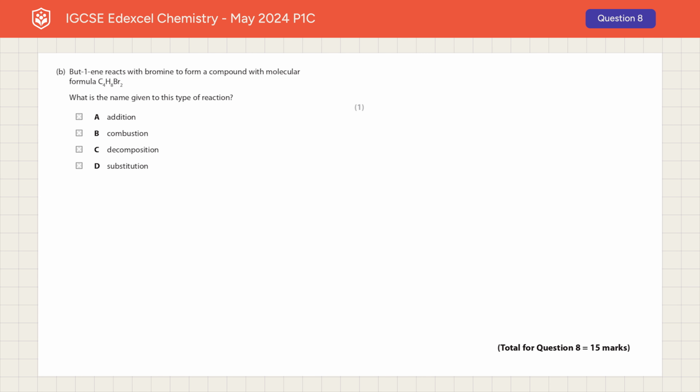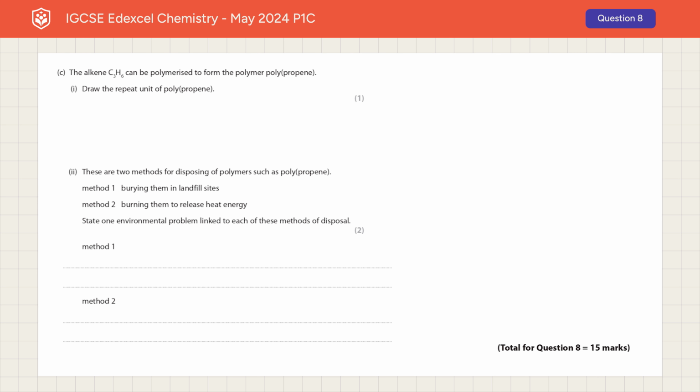Next, reactions. But-1-ene reacts with bromine. The orange bromine water is decolorized and we get a new compound, C4H8Br2. This is the classic test for unsaturation. What type of reaction is this? It's an addition reaction. The carbon-carbon double bond opens up and 2 bromine atoms add directly across it. No other product is formed. This is the key difference from alkanes, which undergo substitution.